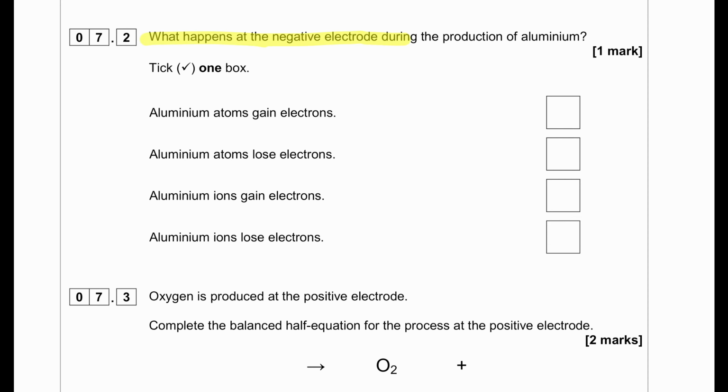What happens at the negative electrode during the production of aluminium? In the negative electrode, positive ions are going to come. Aluminium ions are going to be there, and aluminium ions are going to gain electrons, and they're going to turn into aluminium metal. So when it says aluminium atoms, then it's going to be wrong. And they gain electrons, this is the one which is correct.